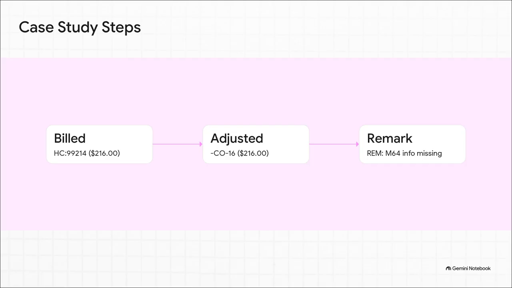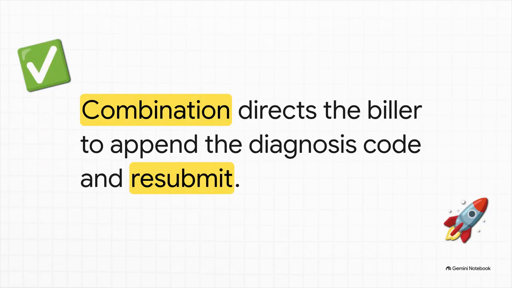Now we know CO is contractual obligation, so we definitely can't bill a patient for this. 16 is the CARC, telling us the claim lacks information needed for adjudication. Right below that, we spot our remark code, M64. And, as we just learned, M64 means missing, incomplete, or invalid other diagnosis. Because we read the full architecture, all the guesswork is just completely gone.